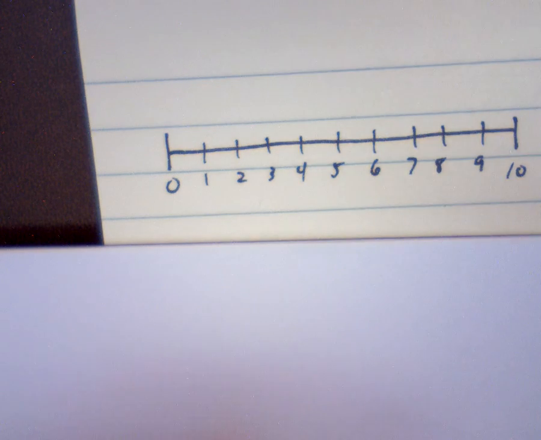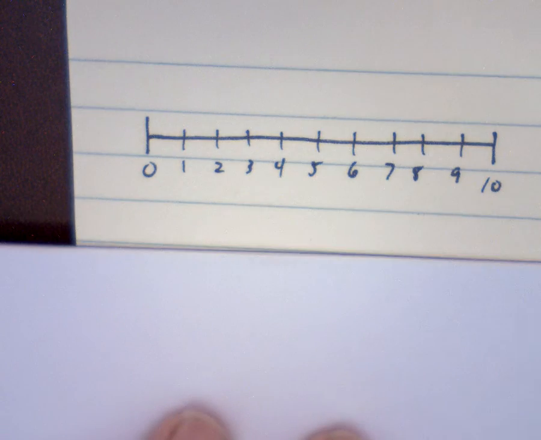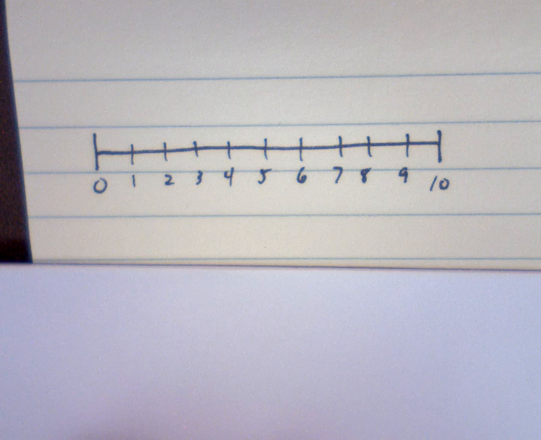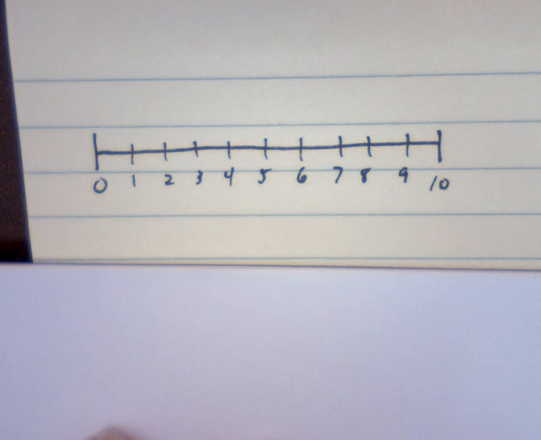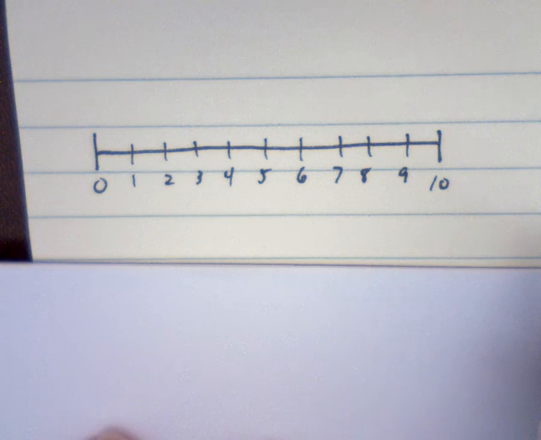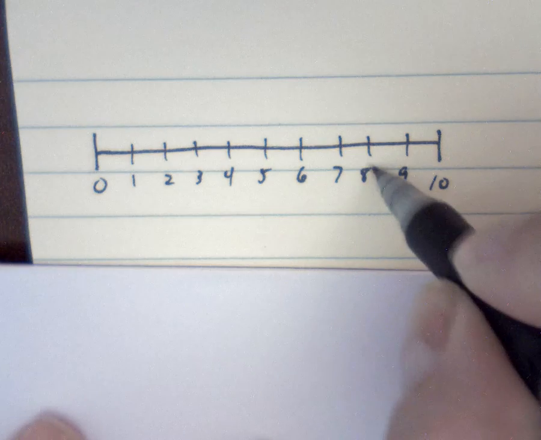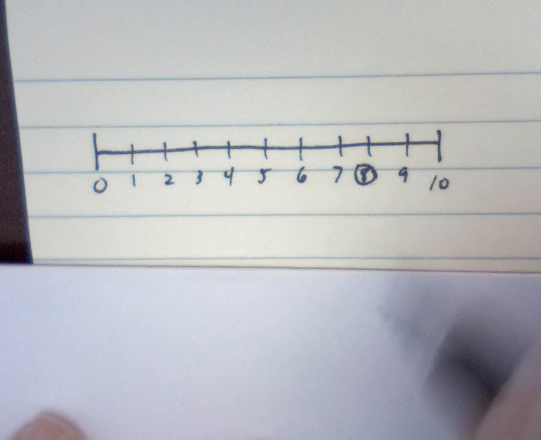So what we're going to do today is I want to start you with a little bit of a riddle, and the riddle is: I am a number between 1 and 10. Subtract me from 8 and get 5. What number am I? You can see we have a number line, 0 to 10.